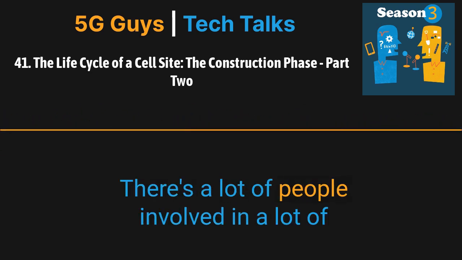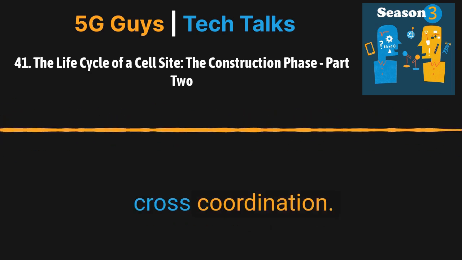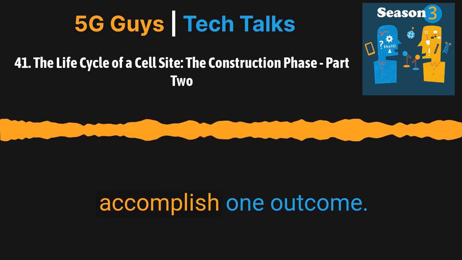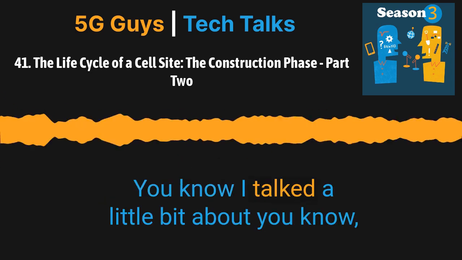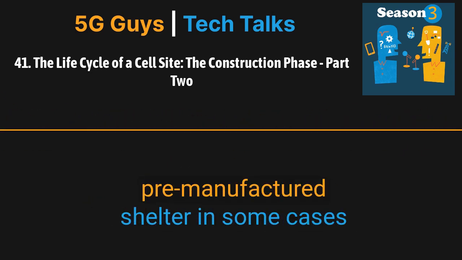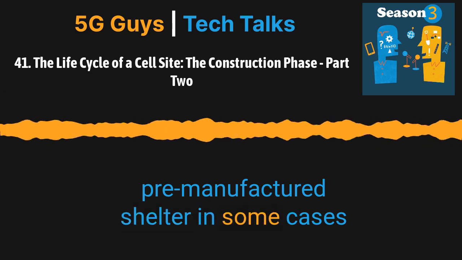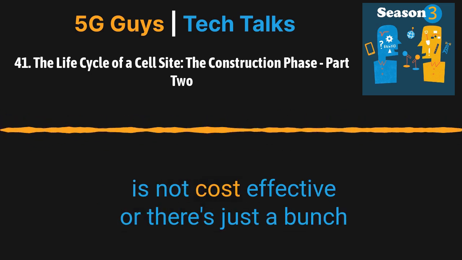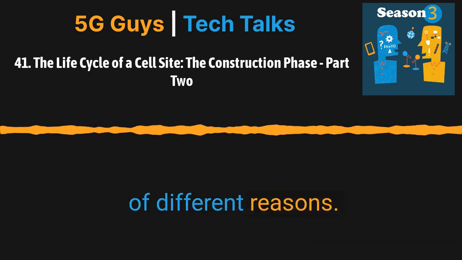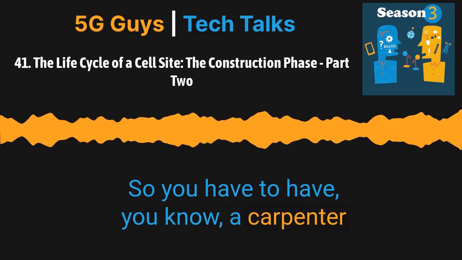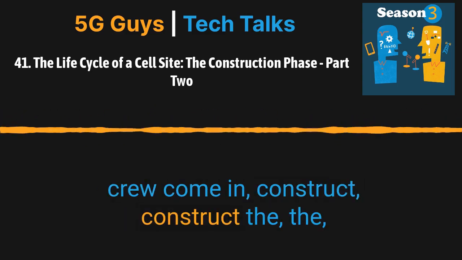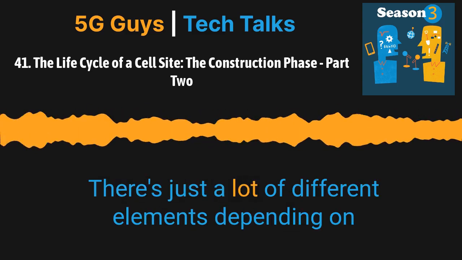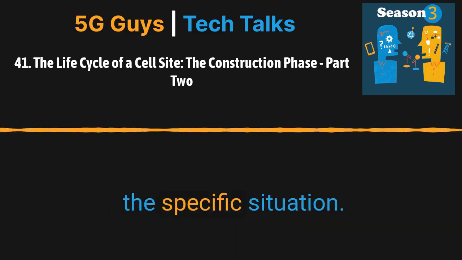I think what we're getting to here in the process is it depends. There's a lot of people involved and a lot of cross coordination amongst many different trades to accomplish one outcome. I talked a little bit about pre-manufactured shelters. In some cases, that has to be built. You wouldn't use a shelter if it's not cost effective, or there's just a bunch of different reasons. So you have to have a carpenter crew come in and construct the shelter side. What's crazy is there's just a lot of different elements depending on the specific situation.